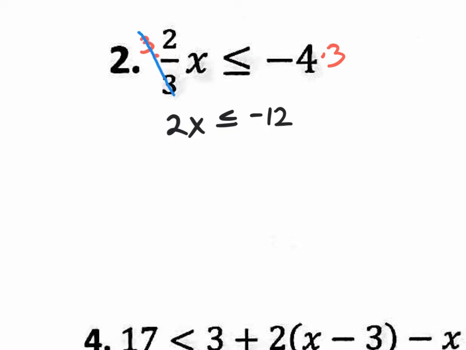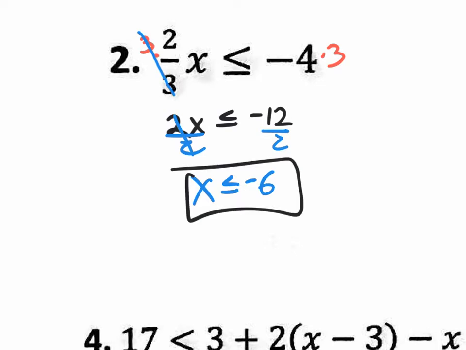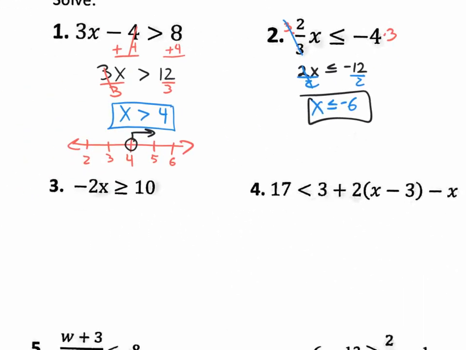So my final step is going to be to do what? Divide by 2, divide by 2. X is less than or equal to negative 6. Once again, you do not flip it because you did not divide by a negative 2. You only divided by 2. I'm not going to graph that one. Let's just move on. Number 3.